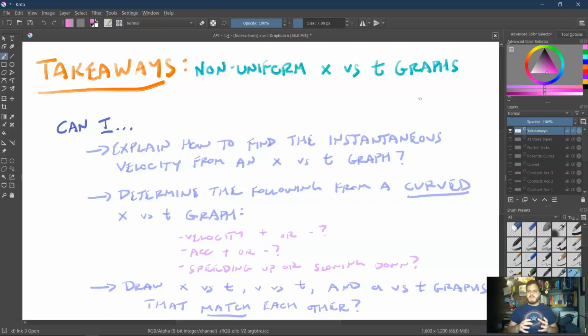And lastly, we want to be able to draw x versus t, v versus t, and a versus t graphs that match each other. I am not expecting you to be an expert on that yet. That's really going to be what we focus on for the next couple of classes. But I want you to become familiar with the idea that all three of those graphs represent the same motion, and we want to be able to identify what those should look like for any typical situation.